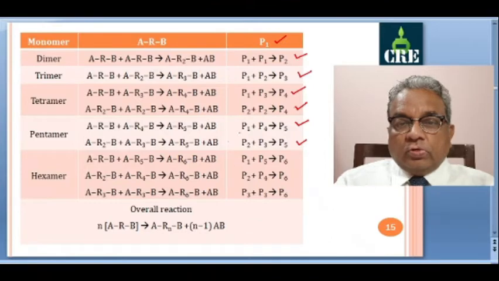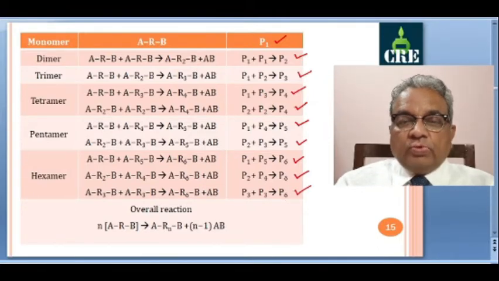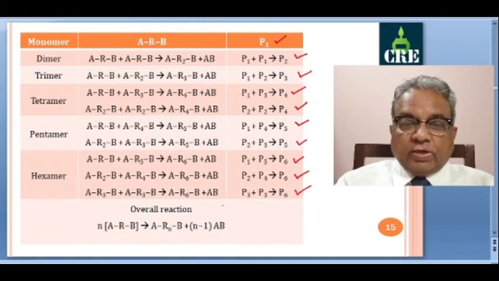So we have dimer formation, just one possibility, trimer formation, one possibility, whereas for tetramer formation we have P1 plus P3 giving you P4, also P2 plus P2 can give you P4. Similarly, pentamer: P1 plus P4 can give you P5 and P2 plus P3 can give you P5. So monomer plus tetramer giving you pentamer, dimer plus trimer giving you pentamer. Similarly hexamer: for this we have three possibilities, P1 plus P5, P2 plus P4 and P3 plus P3 giving you P6, and so on.